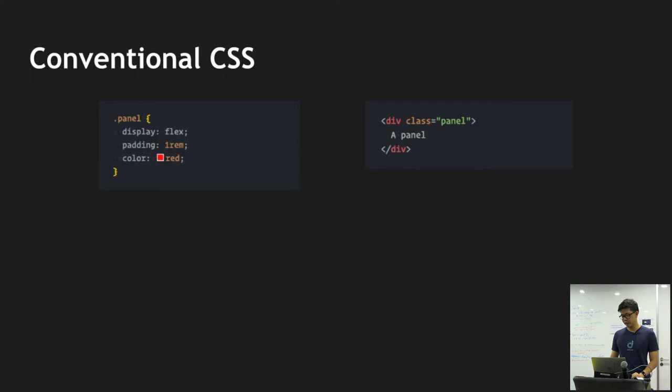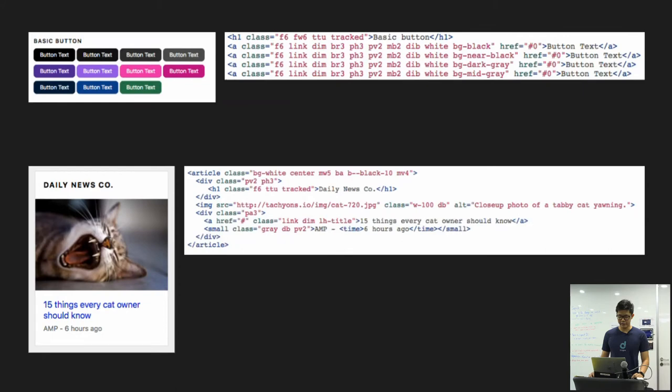What Atomic CSS advocates is doing it this way. Yeah, I heard somebody laugh already. So splitting up all the styles into individual classes. What happened to all the good practices of just creating a button class and then a different button dash dash primary? So that's what Atomic CSS is about.